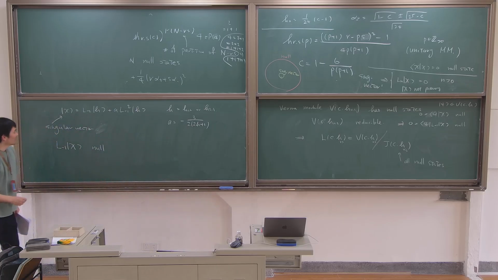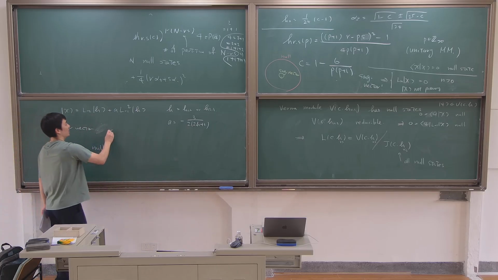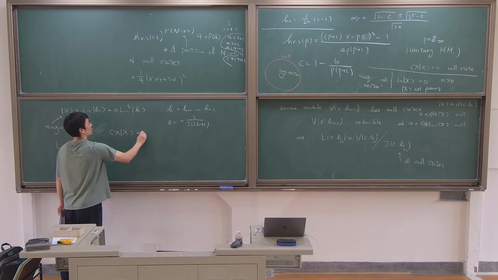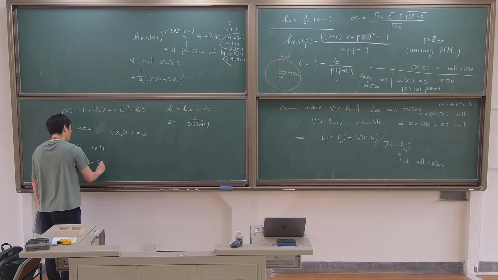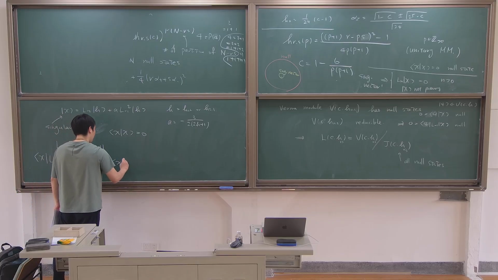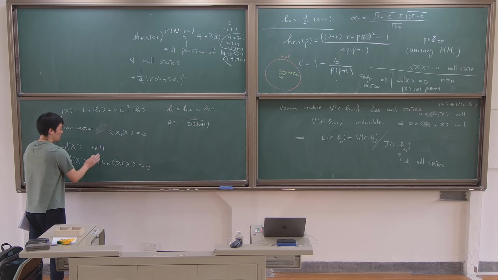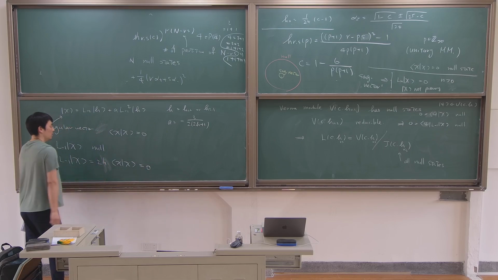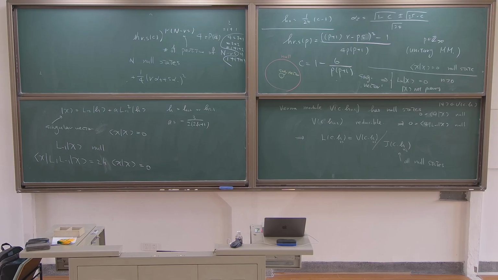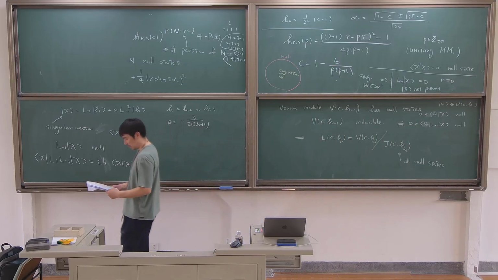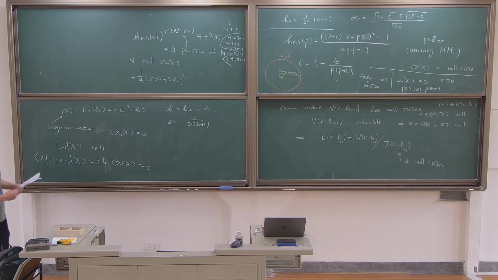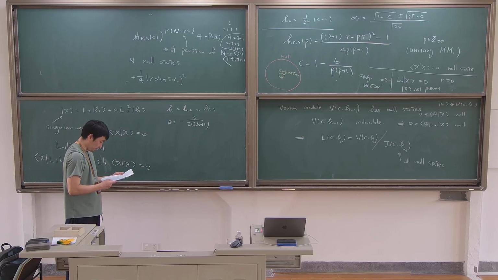This is a null state because we know that the chi square is equal to 0. Then L minus 1, that's what I want to show. L1 chi is equal to 2L0 chi, and this is equal to 0. Therefore, null just means that the inner product is equal to 0. Sorry, I just made you confused.